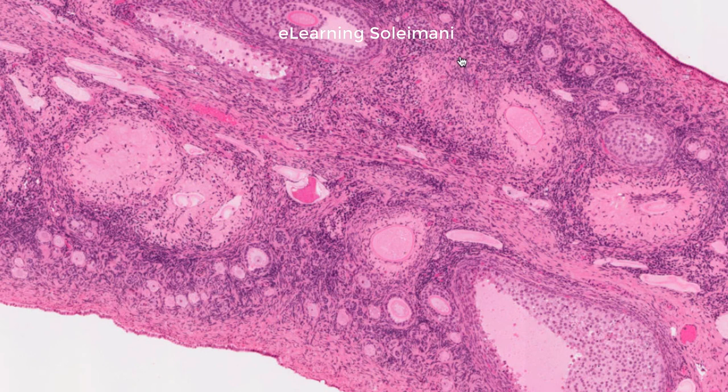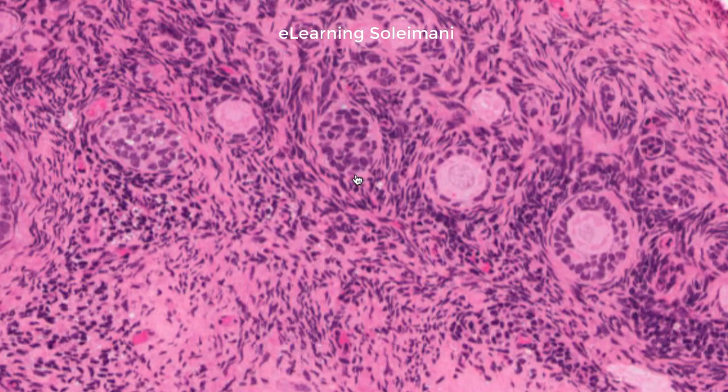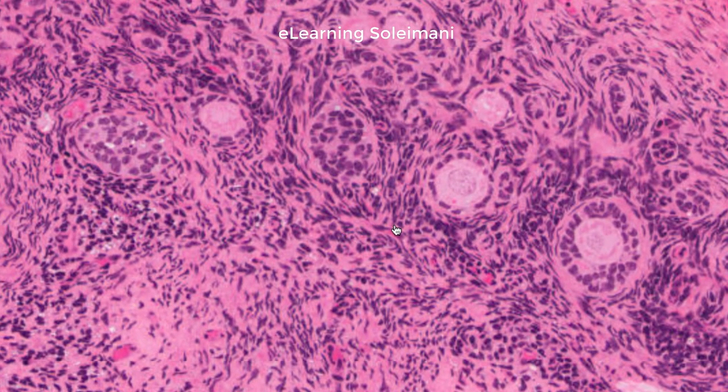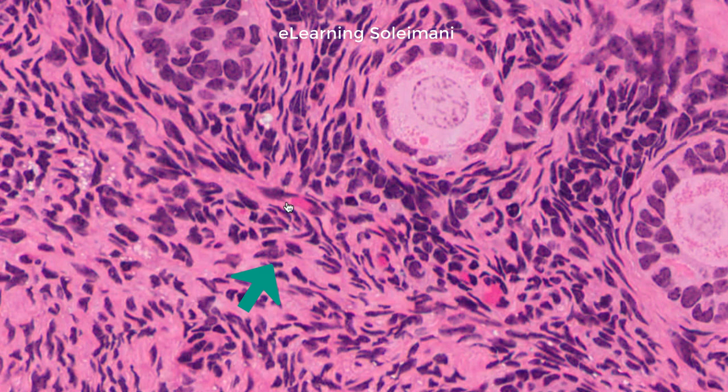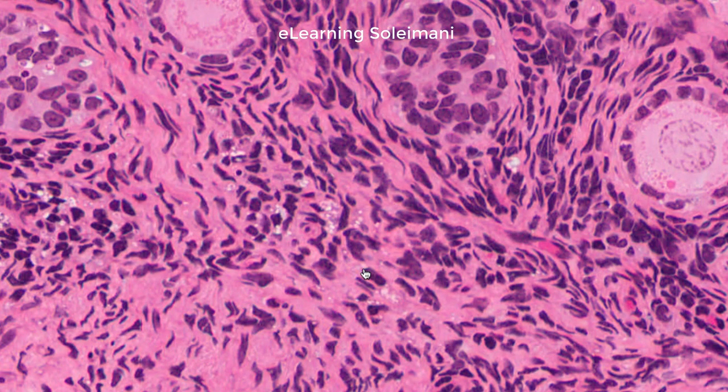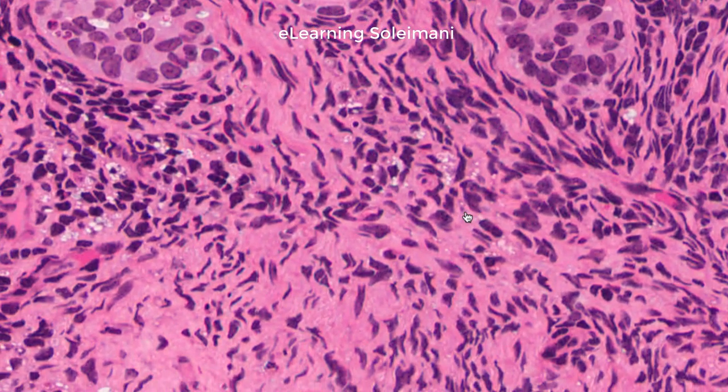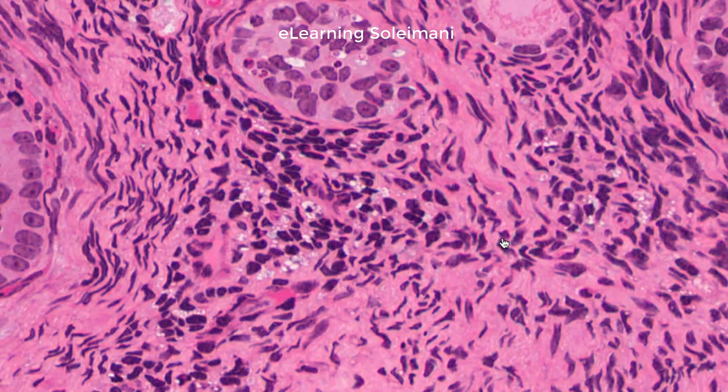Both cortex and medulla consist of stroma. Ovarian stroma is highly cellular, containing spindle-shaped stromal cells similar to fibroblasts, and is composed of reticular fibers and ground substance.